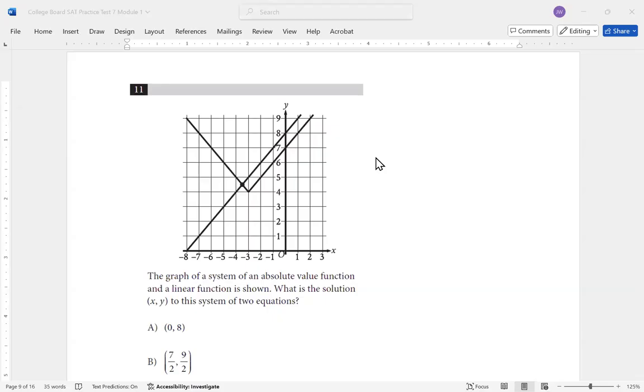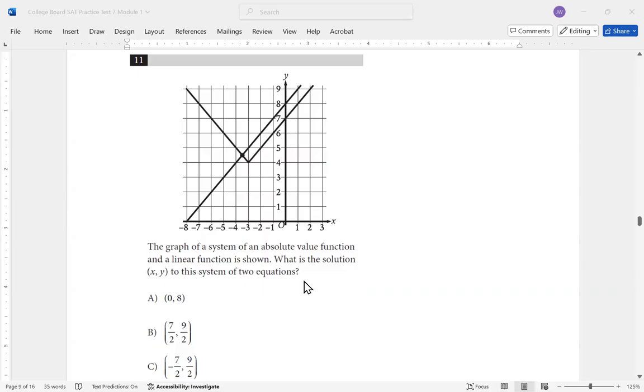Question 11. The graph of a system of an absolute value function and a linear function is shown. What is the solution, x comma y, to this system of two equations? A solution to the system is where the two graphs intersect. So I can just look at that and say this graph intersects at negative 3.5, comma, positive 4.5.